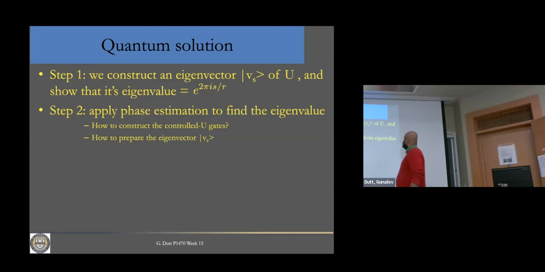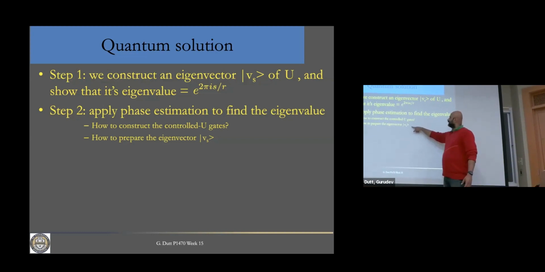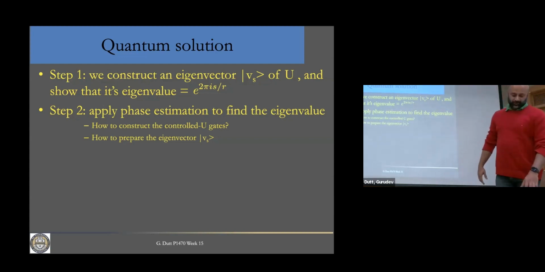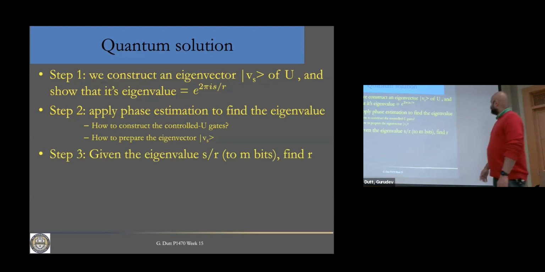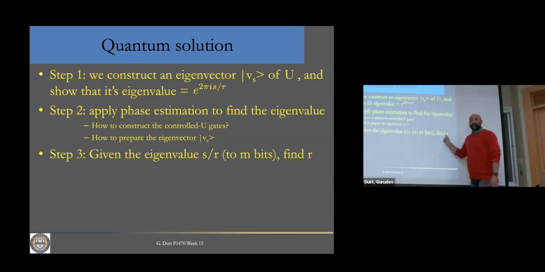And so we need to apply phase estimation. In the phase estimation procedure, which I'll show you in a couple of slides, we need to construct 2 things. One is the controlled U gates, and the other is the eigenvector Vs. We have to prepare this eigenvector Vs, so we need to know how to do that in this particular quantum circuit. And finally, of course, even after finding s divided by r, we still need to find r at the end. So we may have s divided by r to m bits, but s, remember, is one of the eigenvalues. So we need a way to go from s divided by r to r itself.